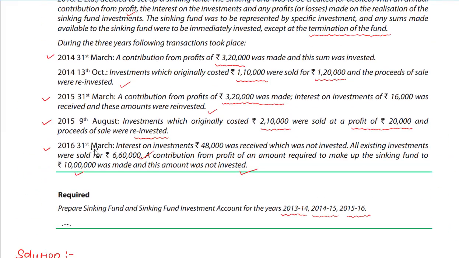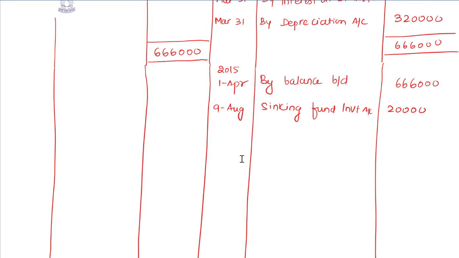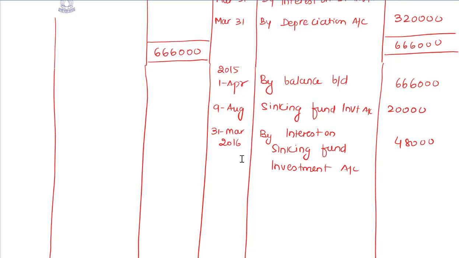On 31st March 2016, interest on investment is 48,000. So by interest on sinking fund investment, sinking fund investment account 48,000. I believe you understood till here.